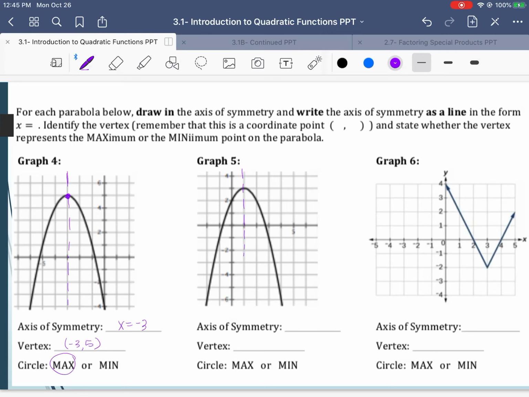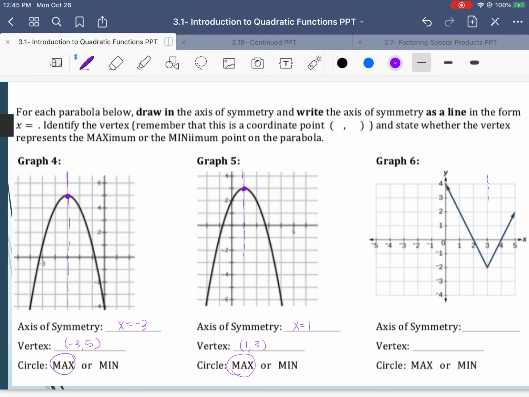Number 5, again, your axis of symmetry there, x equals positive 1. Your vertex right there at the top of your parabola is at positive 1 and up 3. And again, it's at the top of the parabola, so it represents the maximum height on your parabola.